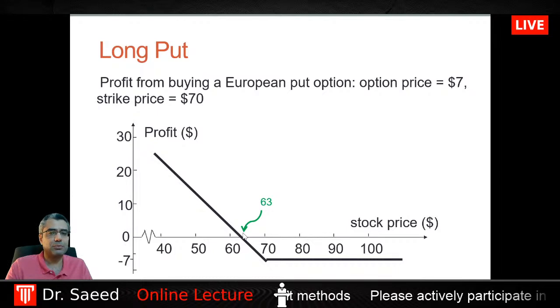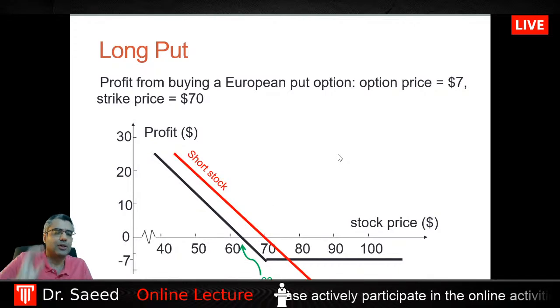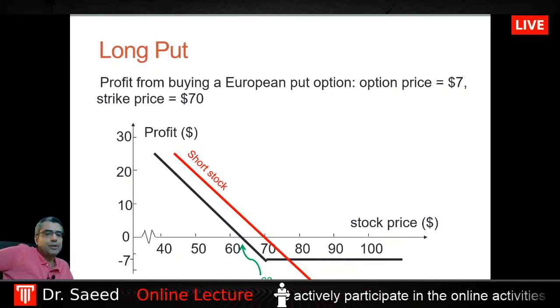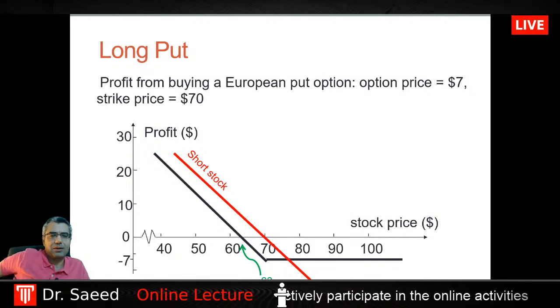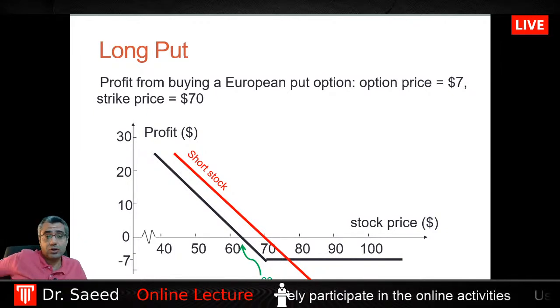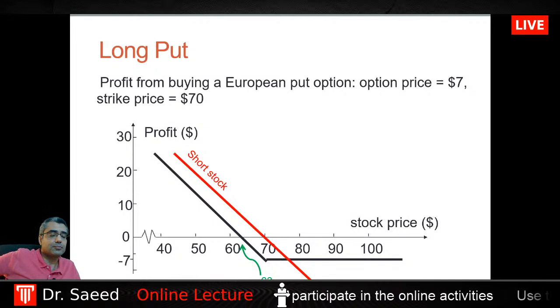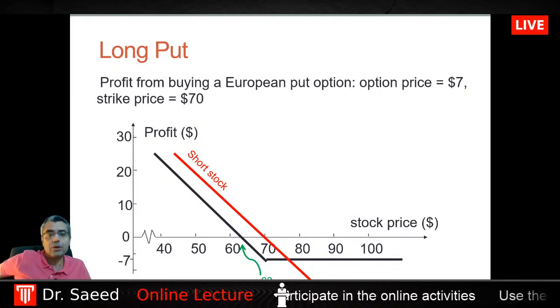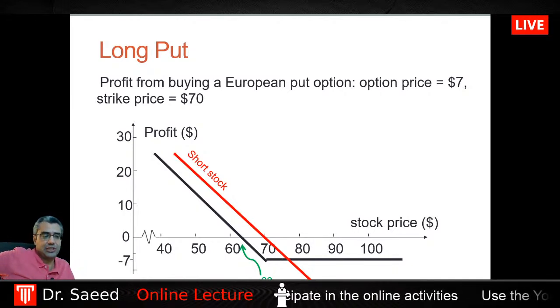What is the break-even point? You can compute it yourself, but the formula, if you want to quickly compute, is strike price minus option price, the premium. 70 minus 7 is $63. Now, if you are bearish, you believe the market will go down, you may sell stocks or you may long put. Both are used in this case.